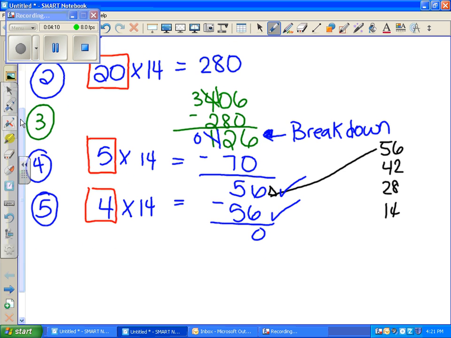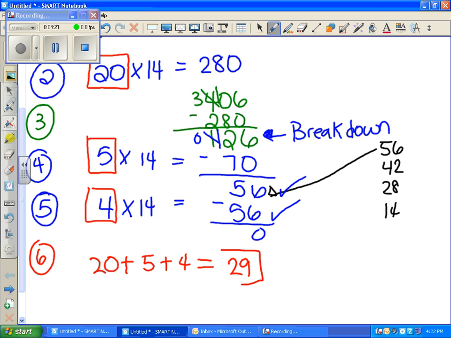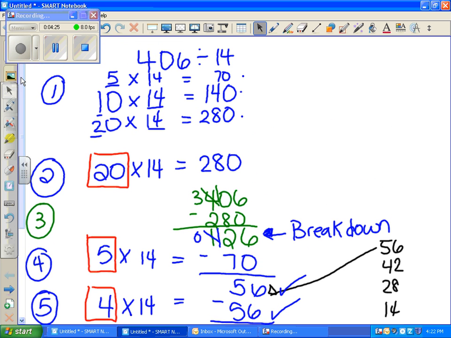20, step number 6, 20 plus 5 plus 4 equals 29. This is my final answer. I can go back and look at 406 divided by 14 equals 29.